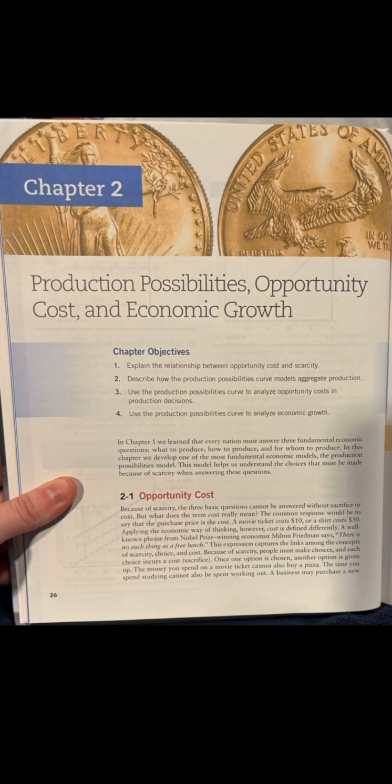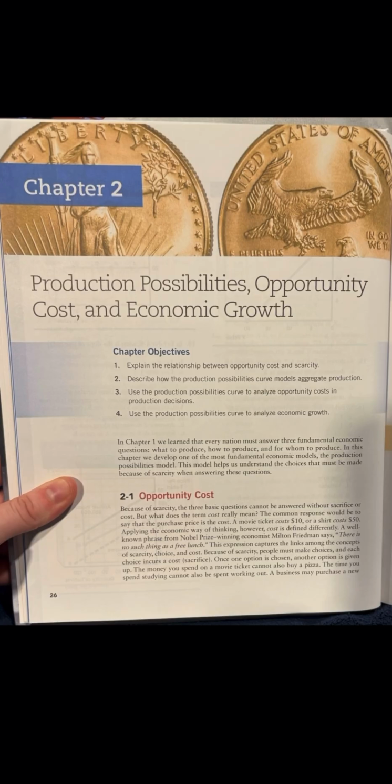In Chapter 1, we learned how every nation must answer 3 fundamental economic questions: what to produce, how to produce, and for whom to produce. In this chapter, we'll develop one of the most fundamental economic models, the production possibilities model. This model will help us understand the choices that must be made because scarcity means answering these questions.